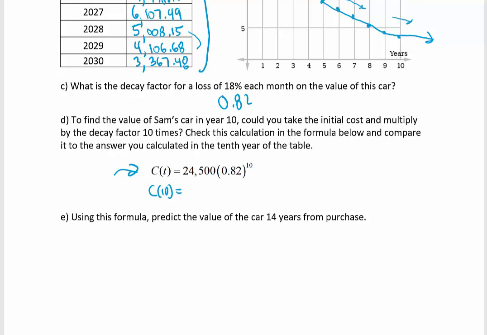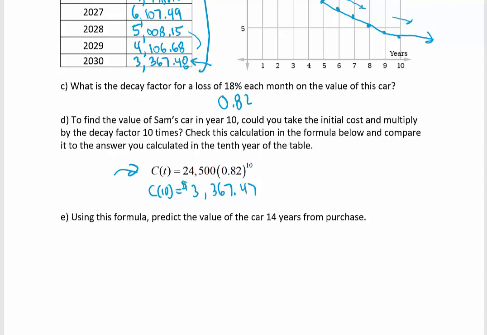Hit equals. We don't want to round this value, because if we round this value at this point, we lose our accuracy. So you leave that number in the calculator and multiply it times 24,500. And it gives us $3,367.47. And so it looks really close to what we got up here in the table, when we were using the table there.